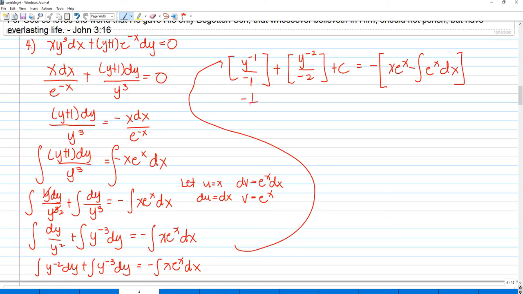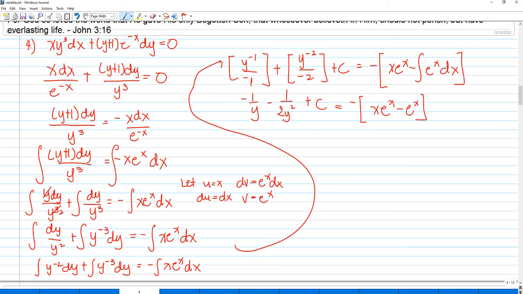Okay, so simplify this. This would be negative 1 over y. And this would be negative 1 over 2y squared on the denominator, plus we have c. And then we simplify this. This would be x e raised to x. The integral of e raised to x would be e raised to x simply.